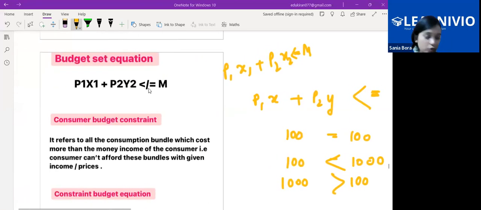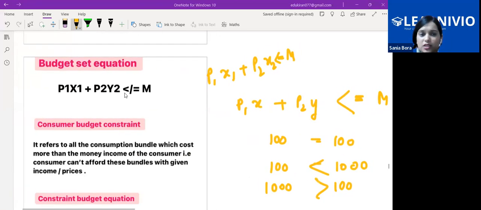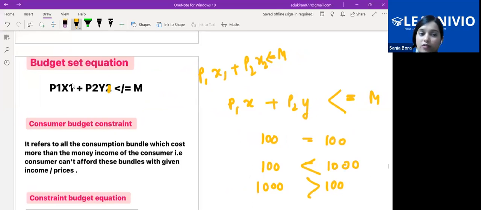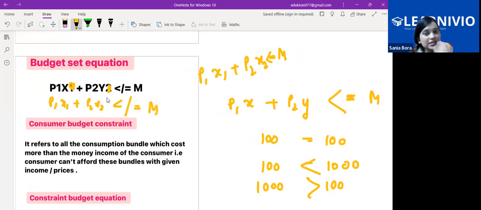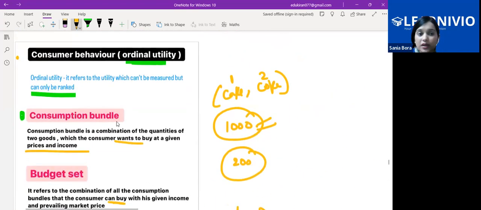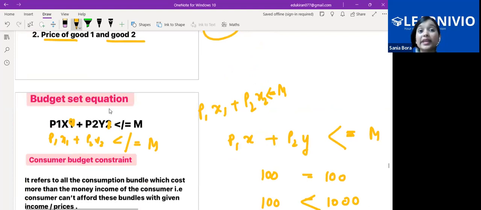So this is the equation. You can either write this or you can write this, it's your choice. Instead of X1 and X2, you can write X and Y, or you can write P1 X1 plus P2 X2, less than or equal to M. I hope the budget set is clear, the consumption bundle is clear, and also the budget set equation is clear.